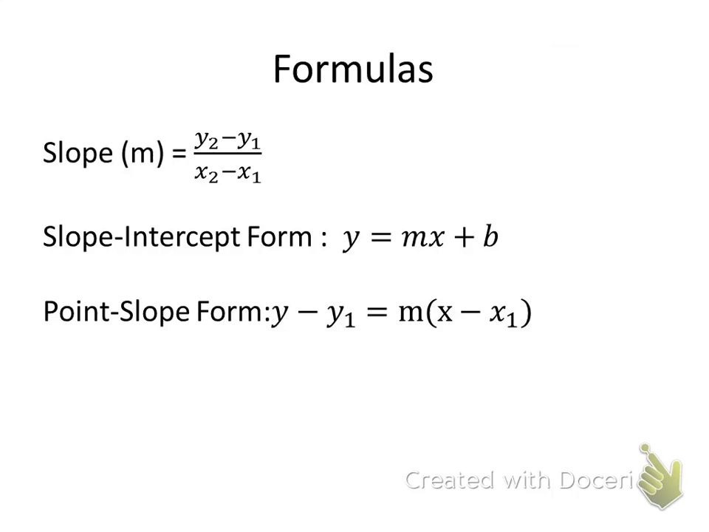Slope, whenever you see the letter M, it represents slope. So M always represents slope, and the way you calculate it, if you have 2 points, you use y2 minus y1 over x2 minus x1 right here. Another way to know slope is rise over run.